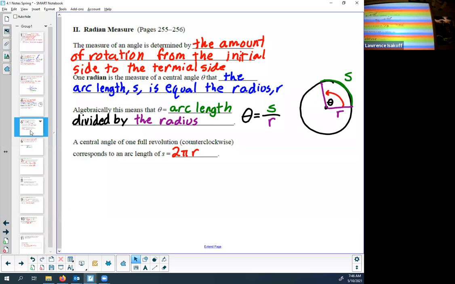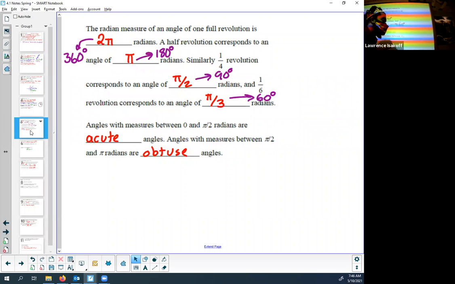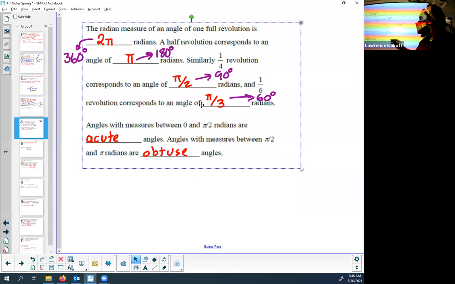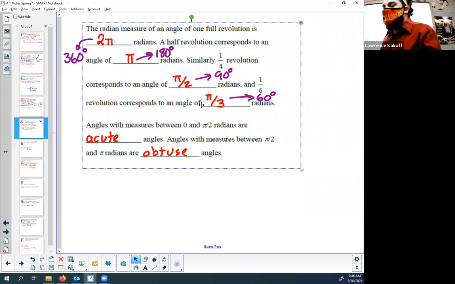Okay, let's look at this in action. So one full rotation around the circle, my radius is 1. That would be 2 pi. 2 pi radians corresponds to 360 degrees. Pi radians corresponds to 180. Similarly, a quarter revolution would be pi over 2, or 90 degrees. If I go 1/6 of the way, that is pi over 3, or 60 degrees. We'll talk about how to convert in a second.